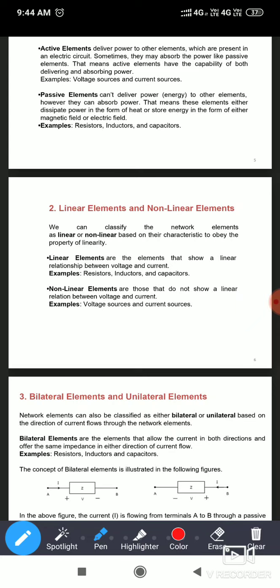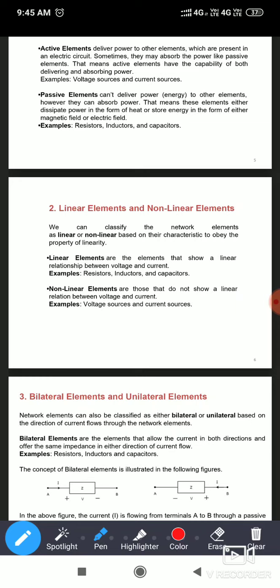Examples: resistors, inductors, capacitors. Exactly opposite are non-linear elements, which do not show a linear relationship between voltage and current. The example I gave yesterday is the diode. Diode's characteristics you have seen, PN junction diode, that will not be linear, it is a curve. Similarly transistor, all of you know. Transistors also give different characteristics, it is not linear.